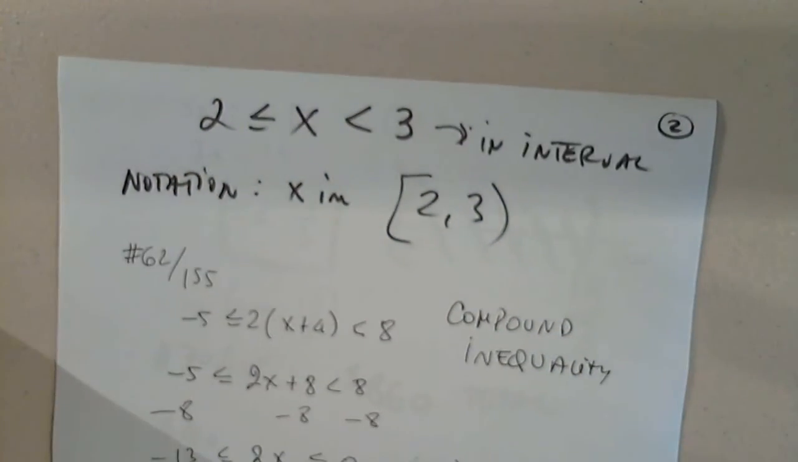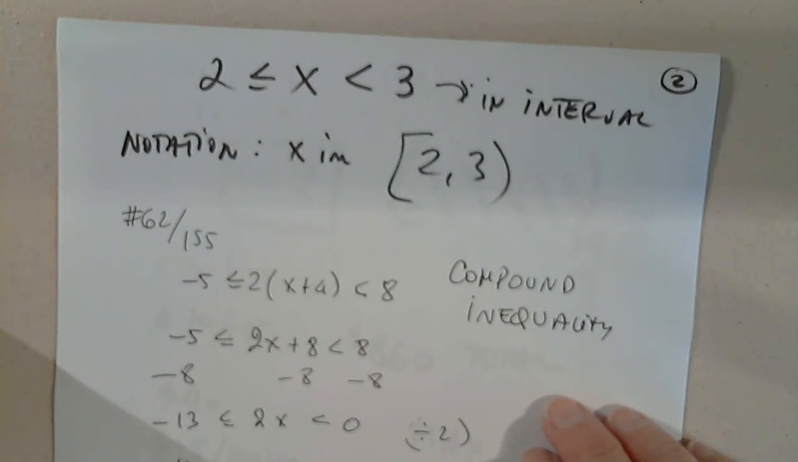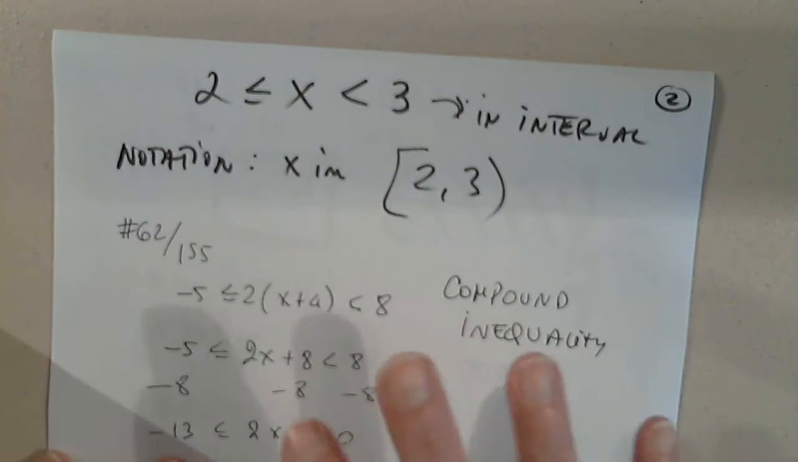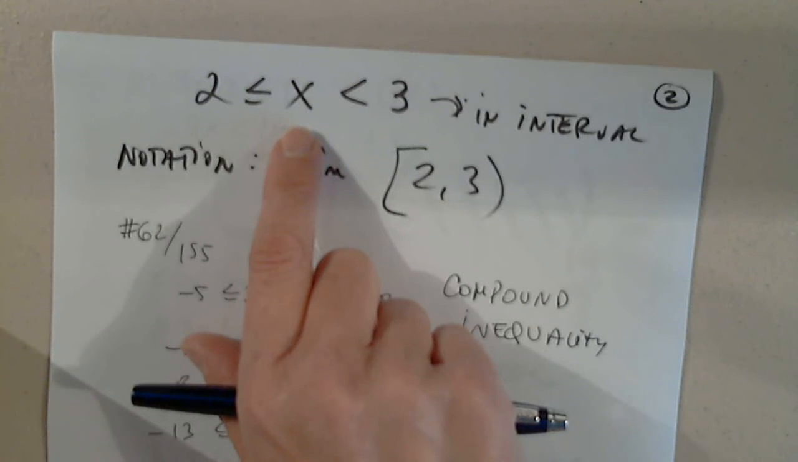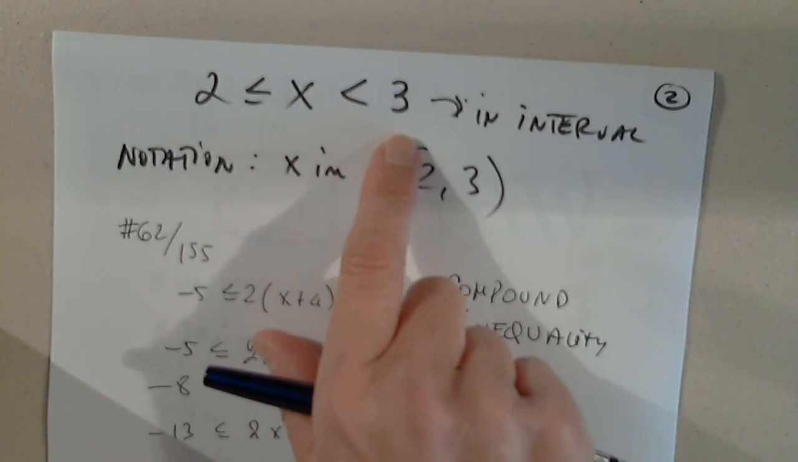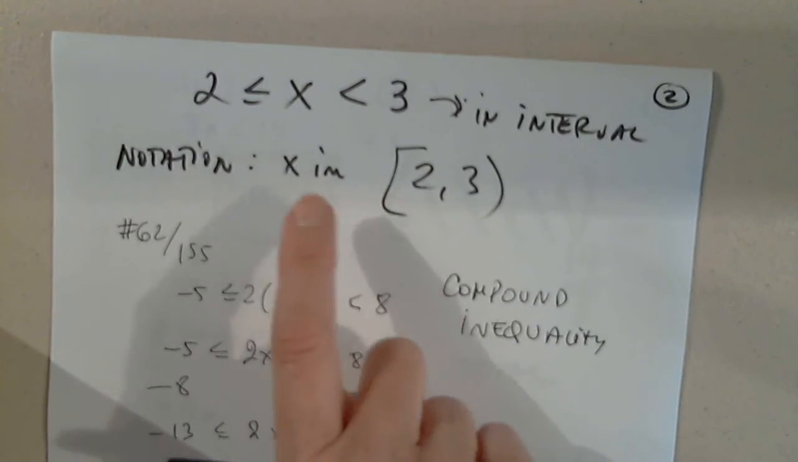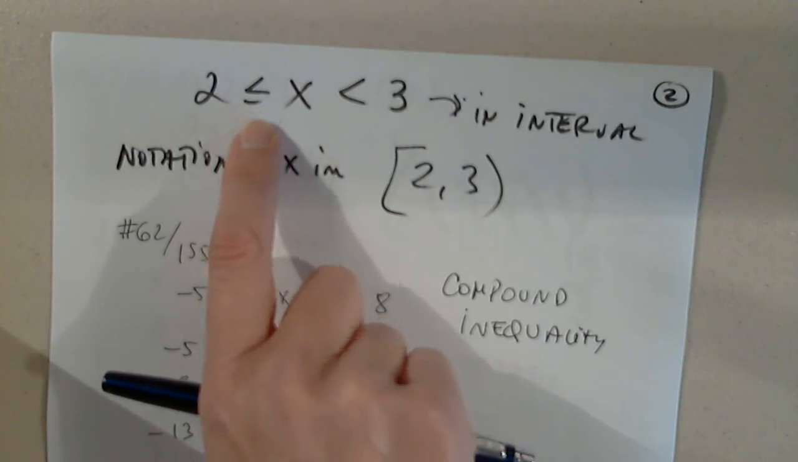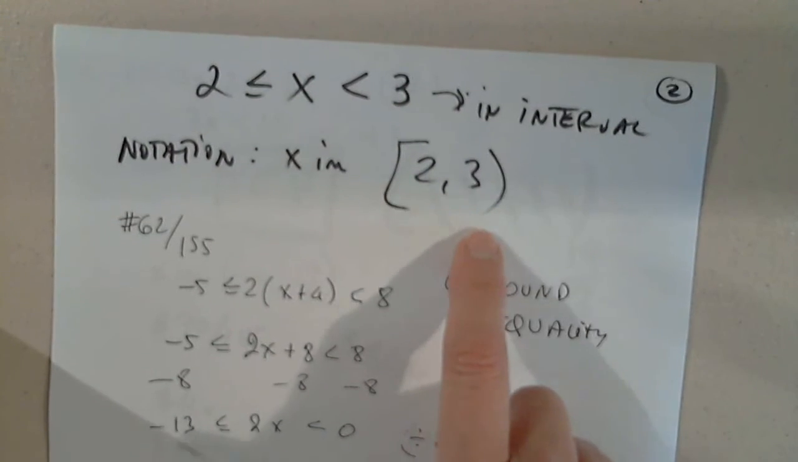Our second page, and you have this set of lecture notes in Canvas. So please print them out before you watch this video. 2 less than or equal to x less than 3, such an inequality in interval notation will result in 2 having a bracket and 3 not having a bracket but a parenthesis.